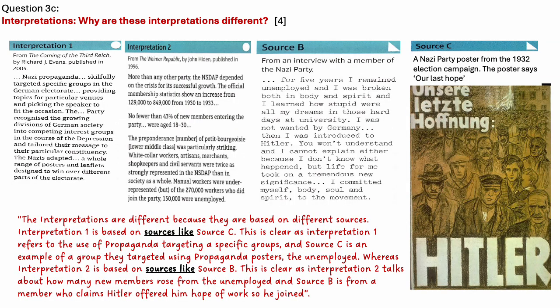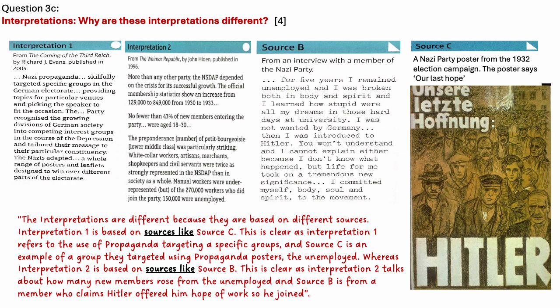So I have written the interpretations are different because they are based on different sources. Then I need to write something that sort of shows what they both say that's similar. So I've said interpretation 1 is based on sources like source C. So when you're doing this, you need to say "based on sources like", remembering that no historian would ever use just one source. So they're going to look at loads of sources that essentially support their view.